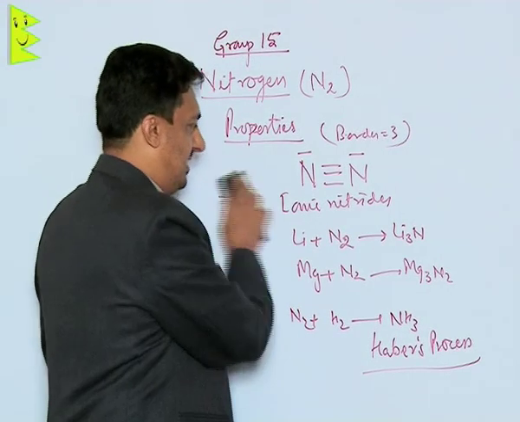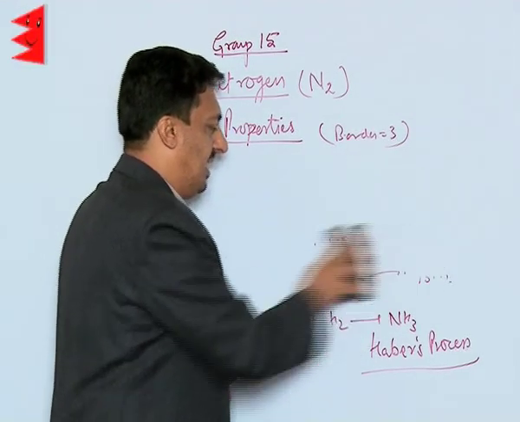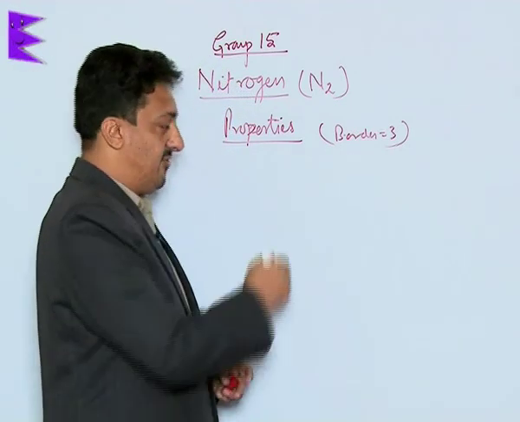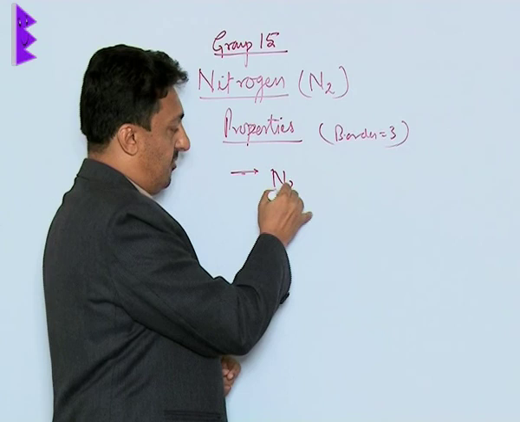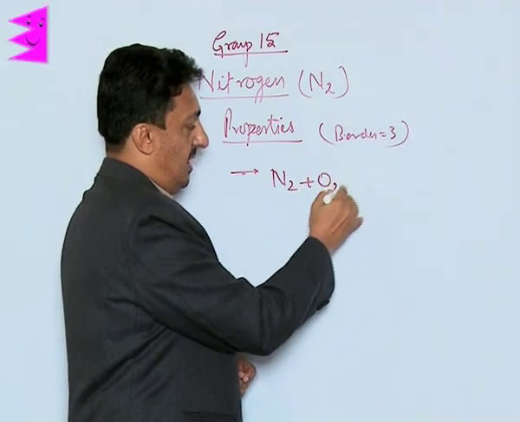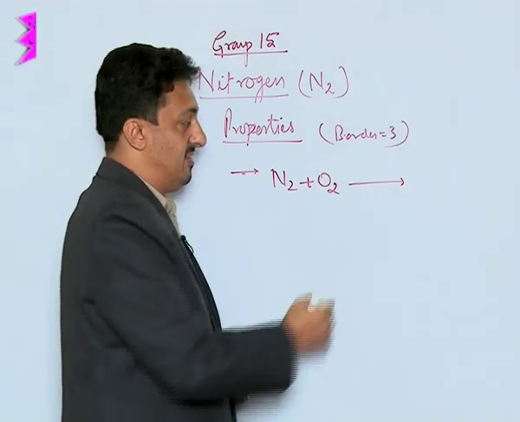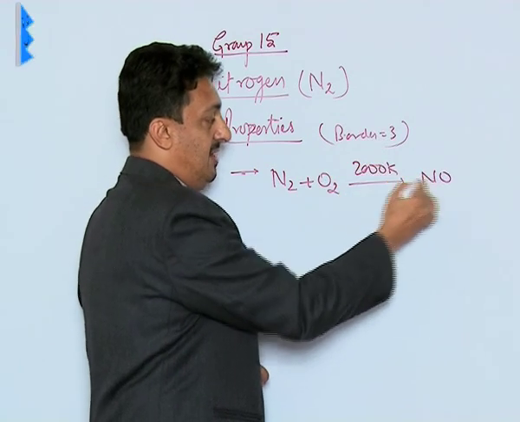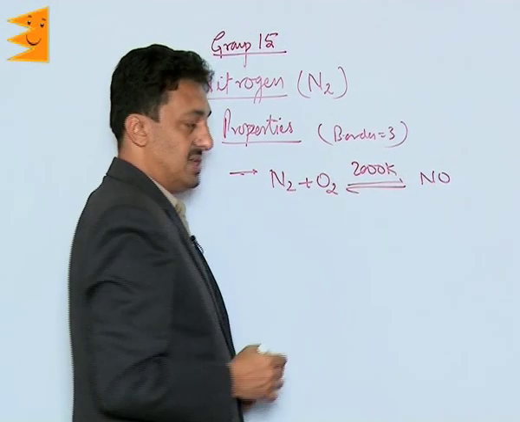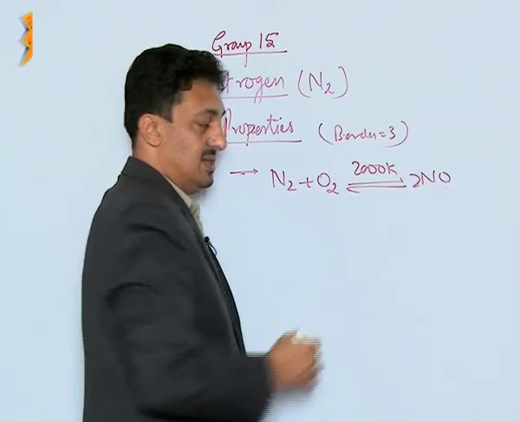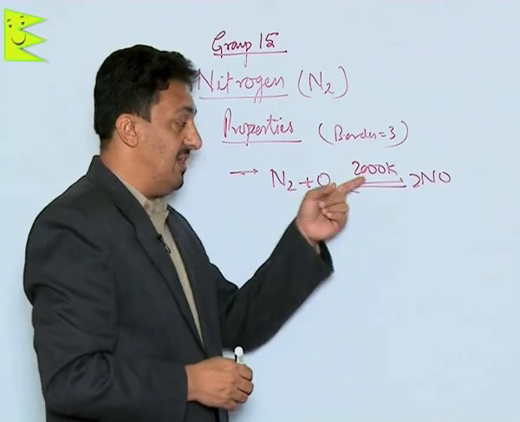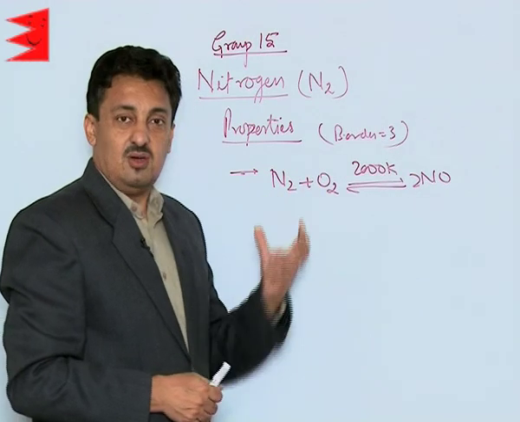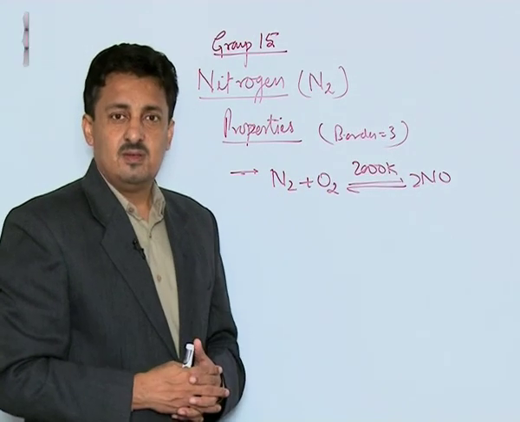Another interesting thing, which proves its very high stability, is its oxidation. Nitrogen can be oxidized when heated with oxygen at around 2000 Kelvin, and then only it forms nitric oxide, which is possible only at such a high temperature. So these are all its basic reactions.